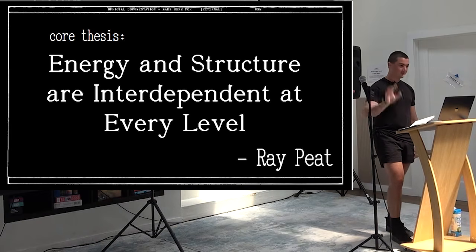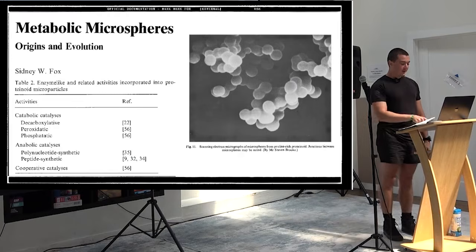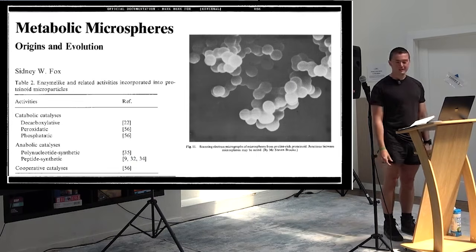And when he says every level, this literally means every level. At the cellular level, energy and structure are interdependent. At the societal level, energy and structure are interdependent. At the cosmic level, every level. So this is not just a commentary on biology, but also on society and complex systems in general. So I'm going to start with just the very beginning. How do I think, and how does Ray Peat think, life formed on the planet?